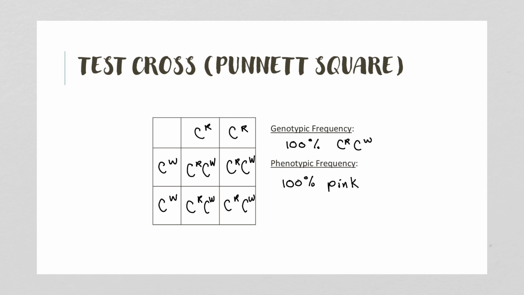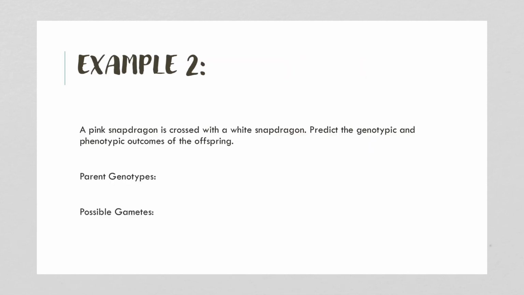Now, when we cross some of the offspring, then you get different outcomes. But when you cross a homozygous of one with a homozygous of the other, you're going to get 100% heterozygous individuals and 100% of the blended phenotype. So we'll show this with a different example. We have a pink snapdragon being crossed with a white one. Predict the genotypic and phenotypic outcomes of the offspring.